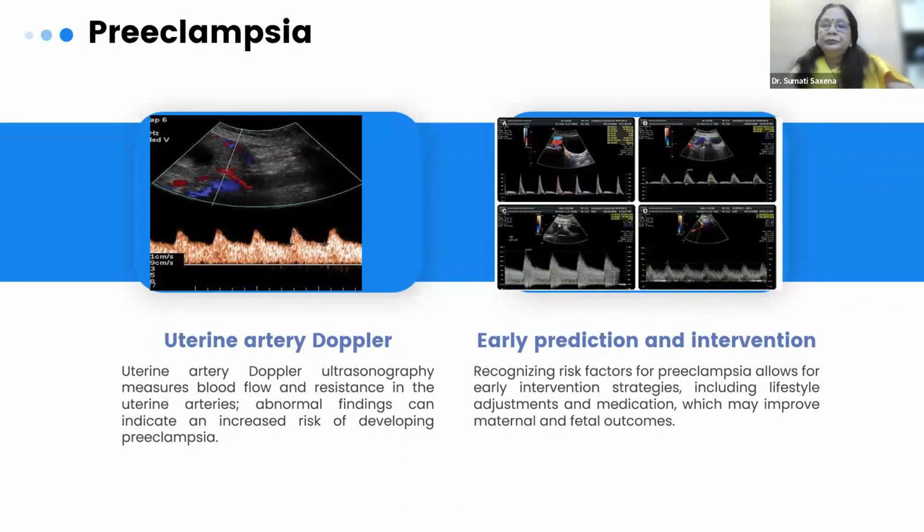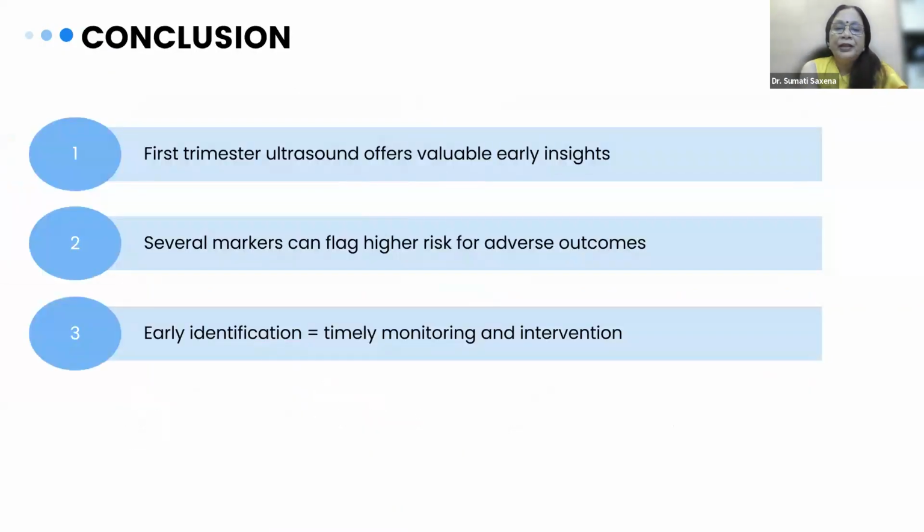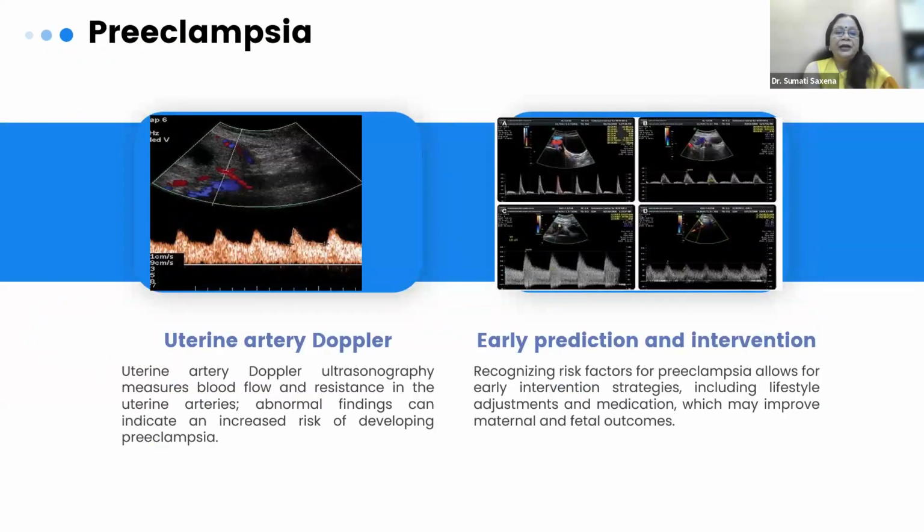Also, if you apply color Doppler to the uterine artery in the first trimester, then by measuring the PI of the uterine artery, you can predict the development of preeclampsia later in the pregnancy. So you can predict very early in the pregnancy by applying color Doppler to the uterine artery. And if there is a prediction of development of preeclampsia, you can advise lifestyle changes to the patient and also medication like aspirin so that preeclampsia can be prevented and complications are reduced. So it is a very important tool for predicting preeclampsia.